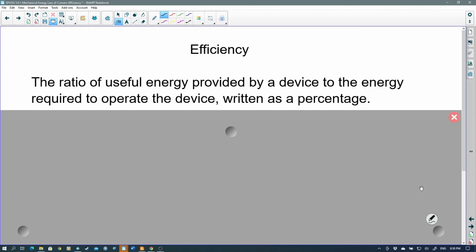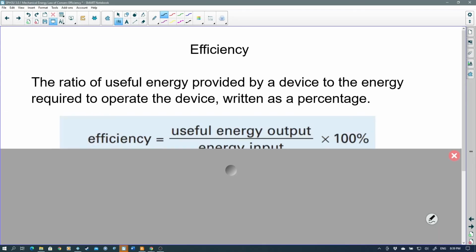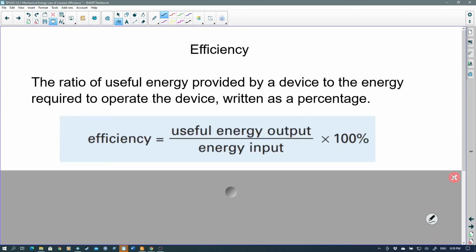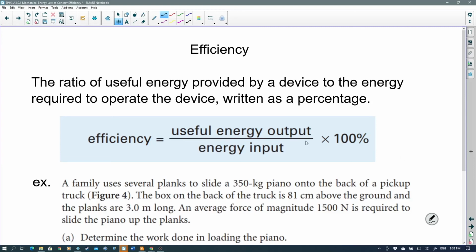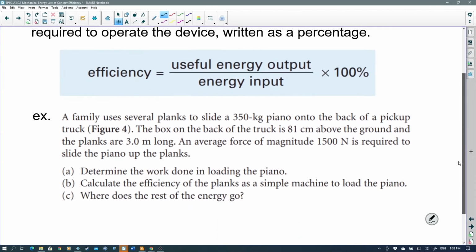Let's talk about efficiency. So efficiency is the ratio of useful energy provided by a device to the energy required to operate the device, and it's usually written as a percentage. So this is the equation for efficiency. Because you're going to lose energy to things like friction and stuff like that, you're never going to have 100% efficiency in a real world situation. So let's look at an example.